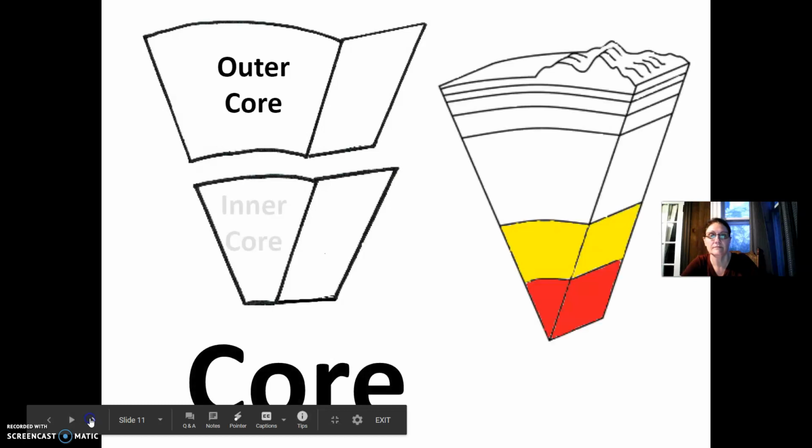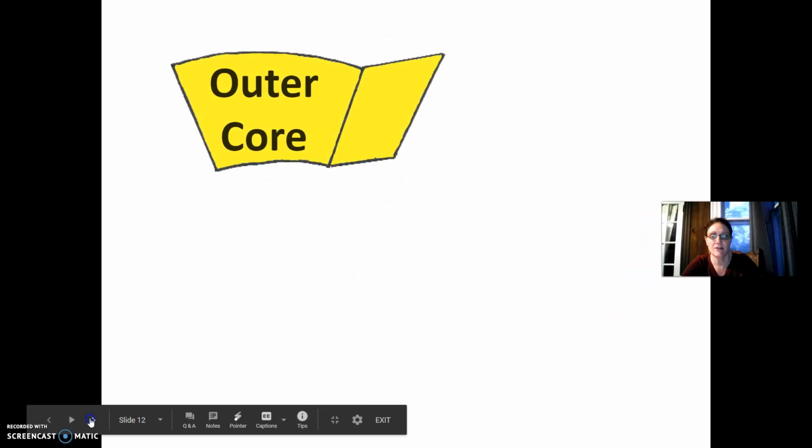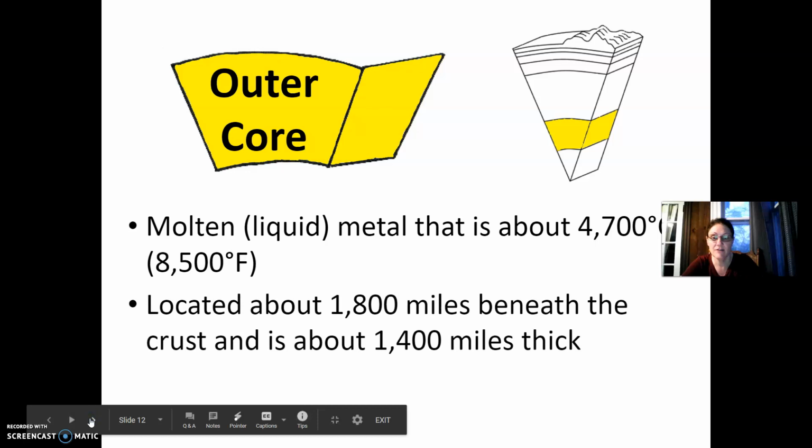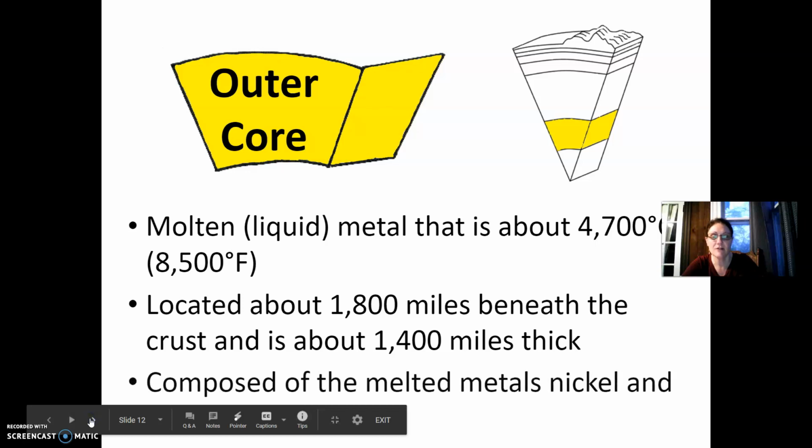Then you have the outer core and the inner core. The outer core is a molten liquid metal that is about 4,700 degrees Celsius or 8,500 degrees Fahrenheit. It's located about 1,800 miles beneath the crust and is about 1,400 miles thick. It is composed of melted metals, nickel and iron.